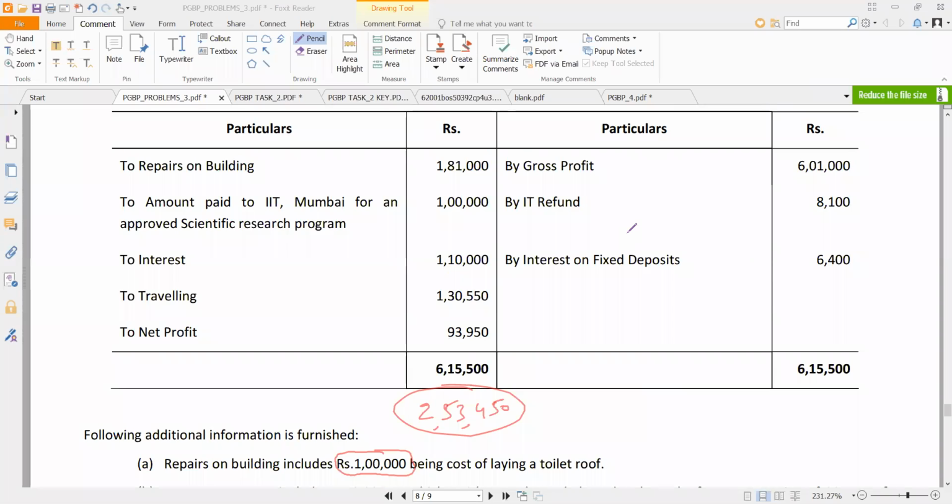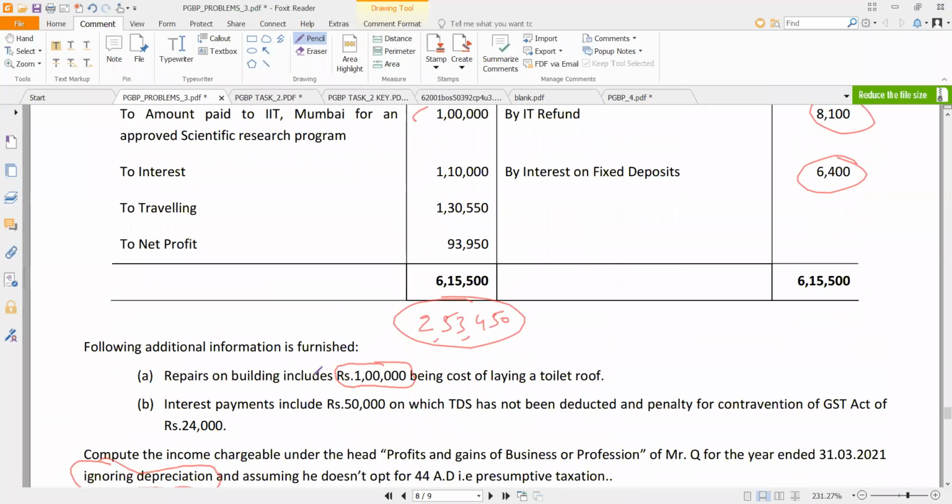There is nothing in this. IT refund 8,100 will not be taxable. Definitely it has to be reduced from the net profit. Interest on fixed deposits is taxable, but not here, so it also has to be reduced. Amount paid to IIT Mumbai is no problem. It is allowable as deduction. Interest traveling is allowed as deduction. Repairs have to be added back.